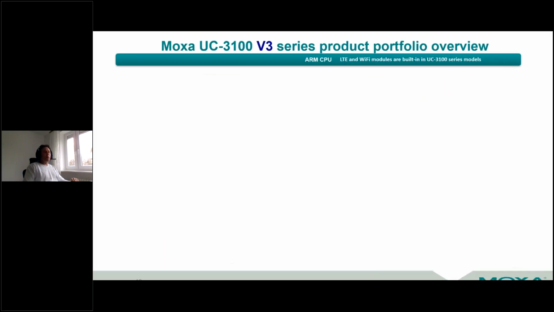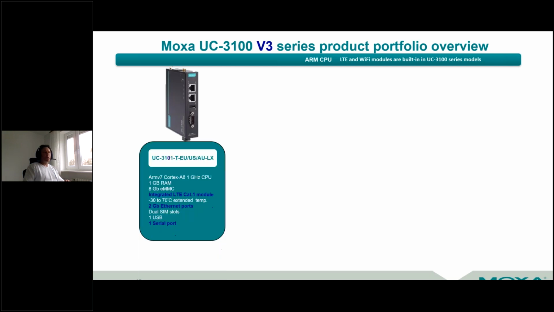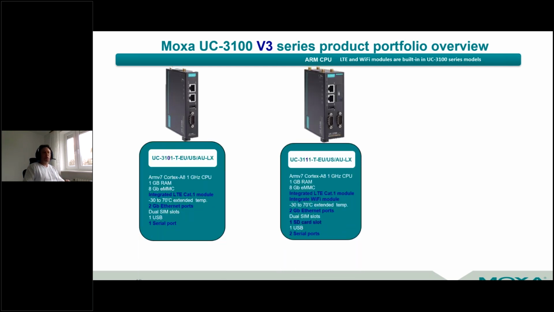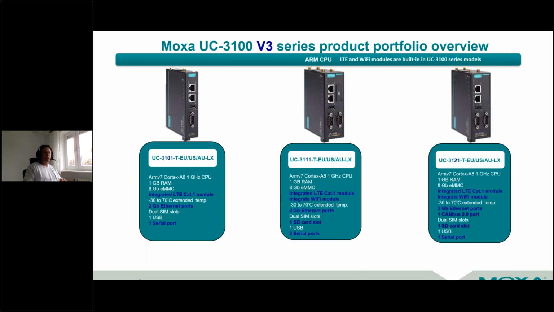The next representatives of Moxa ARM-based embedded computers are the UC-8100 series in the latest version 3 hardware. We call it all-in-one because it has everything you might need, an LTE and Wi-Fi module built into these computers. The first representative is UC-3101-T. You will recognize that it is already for extended temperature range, -EU, US, or AU, depending on which region this computer is intended to be used, Europe, United States, or maybe Asia Pacific, Australia region, and LX. It comes only with an LTE module built in, 2 GB Ethernet ports, dual SIM slots, 1 USB and 1 serial.